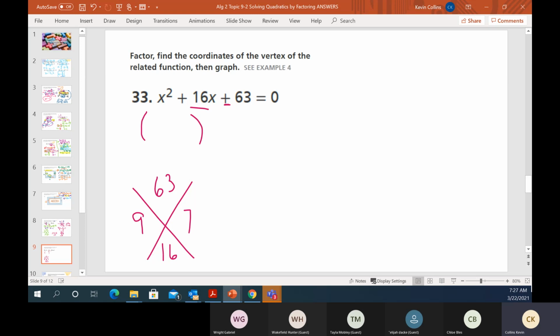So we go ahead and say, okay, let's set this up as a factor. All right. So then we've got x plus 9 and x plus 7. Fabulous. All right, so the places where this thing is going to cross the x-axis, really.